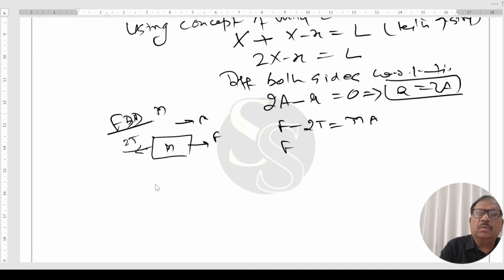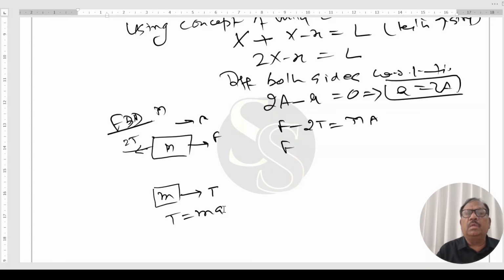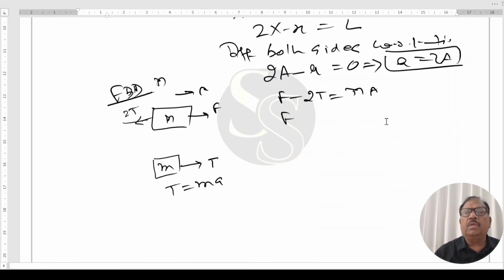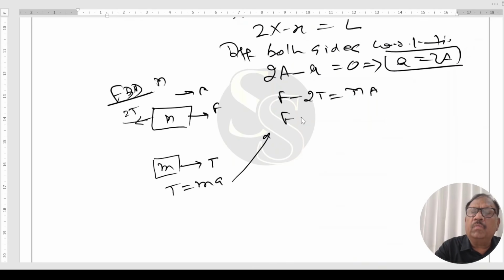Small m, T equal to MA. T equal to MA. This has tension force T acting on it, so it will move with acceleration small a. Using T equal to MA, F minus 2 MA equal to capital M capital A.